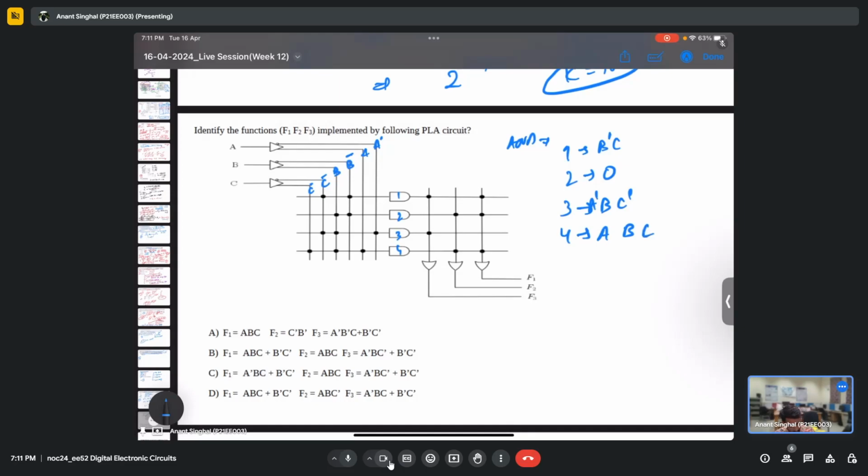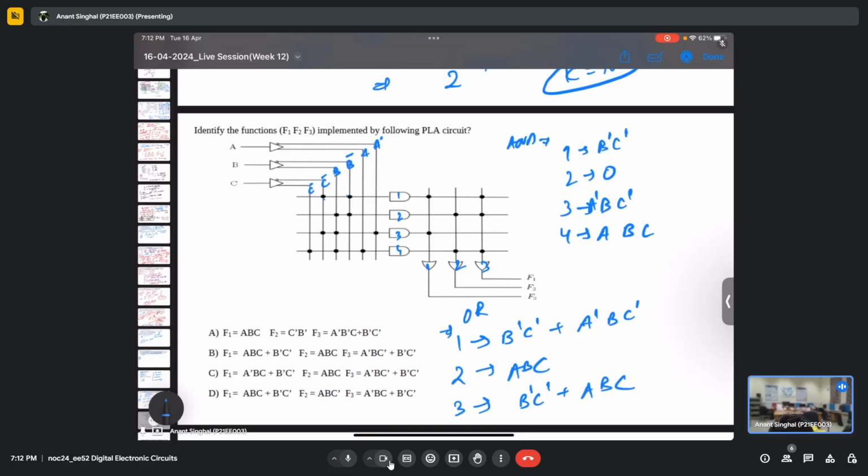Oh, I have written it wrong. First is B complement C. Now let's say this is 1, 2, 3. So for OR we have first as 1 plus 3, which is B complement C complement plus A complement B C complement. 2 as 2 plus 4, so 2 is 0, so 4 we have ABC. But 3 we have 1 plus 2 plus 4. So this is B complement C complement plus ABC.